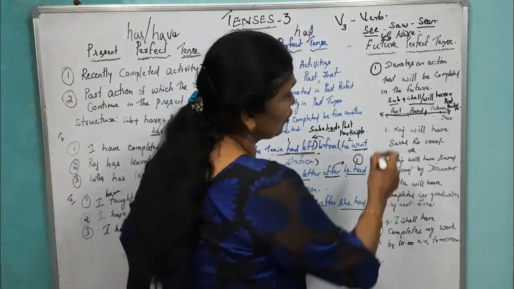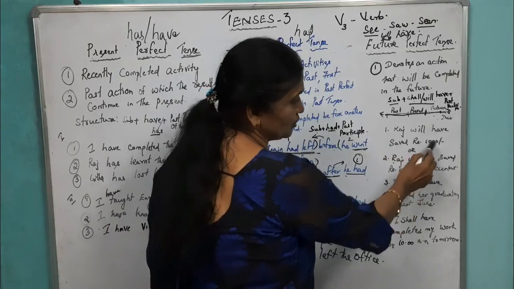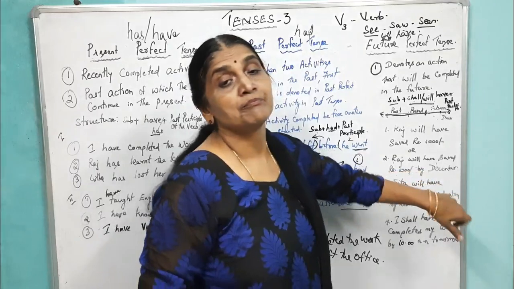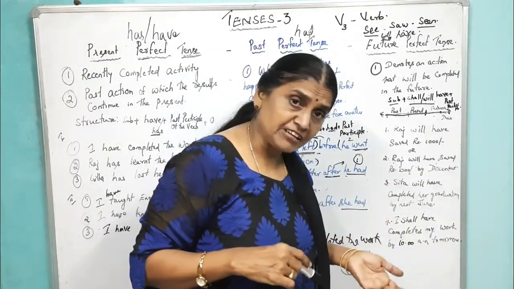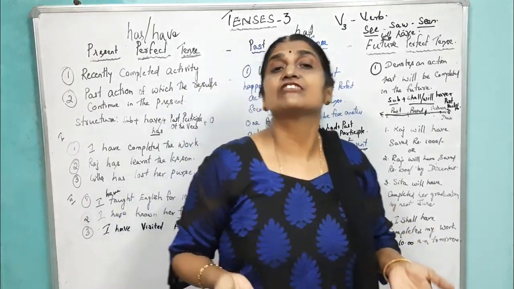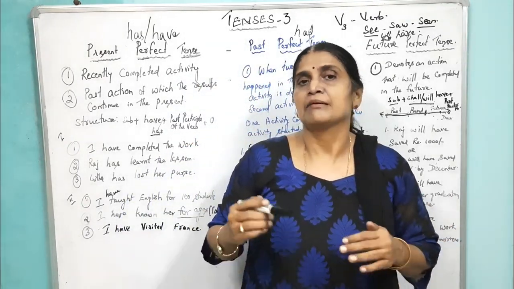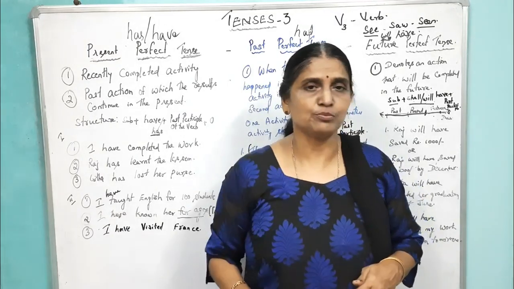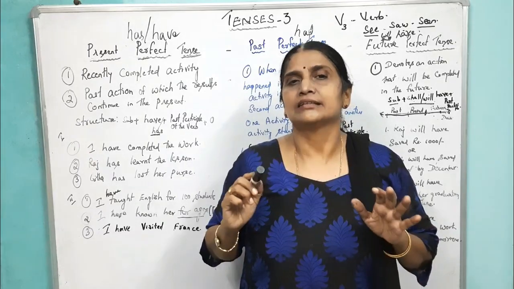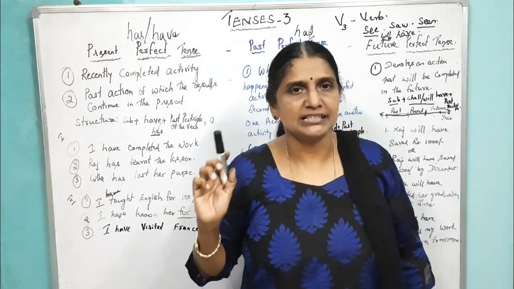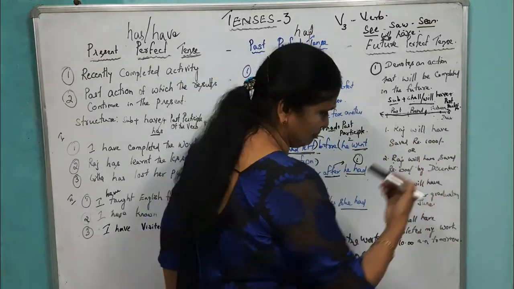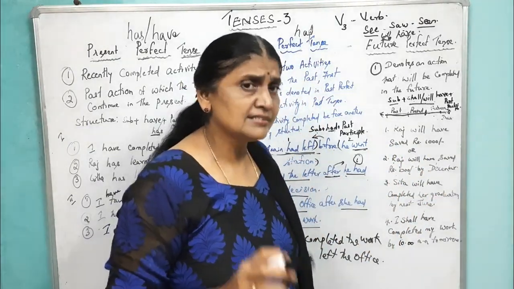So now, Raj has got a plan to save 1,000 rupees. So Raj will have saved 1,000 rupees by December. Same way, I shall, because it's the first person, I shall have completed my assignments by September. This is how you have to put it. You have confidence that you will be completing the work definitely by September. So you have to put it like this. I shall have completed my work by September.